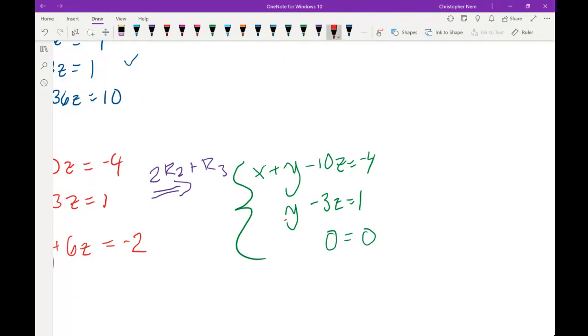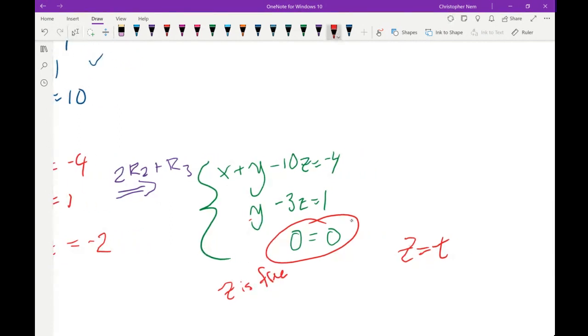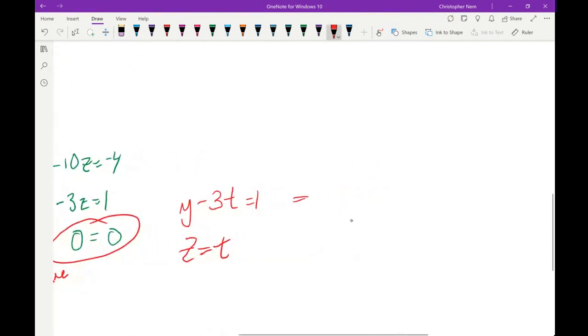These sizes are getting to me. Z is a free variable, so I'm going to call that z to be t. This is a free variable. Z is free. Now, if I write my solution, I get y minus 3 times t equals 1, which is going to give me, if I solve this out, y is equal to 1 plus 3t. Z is equal to t again. Remember that? Don't forget that.